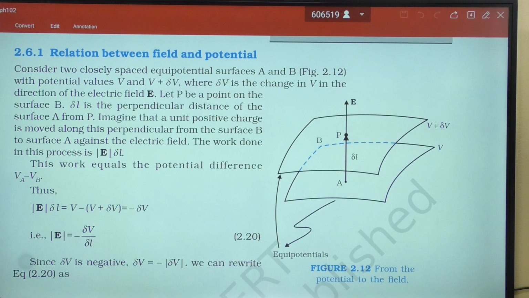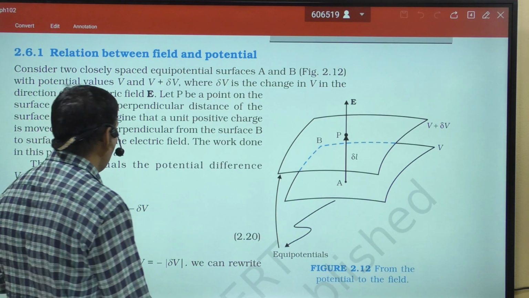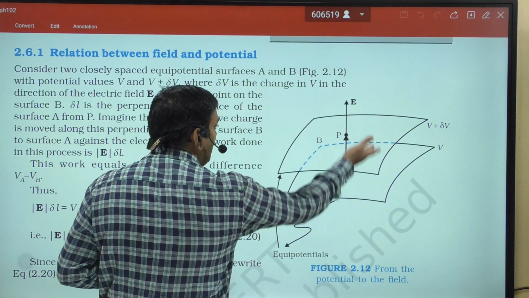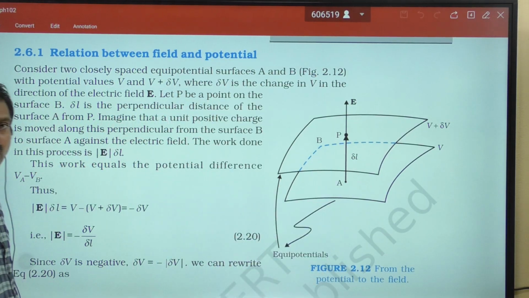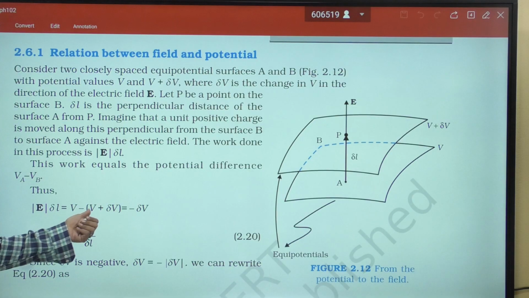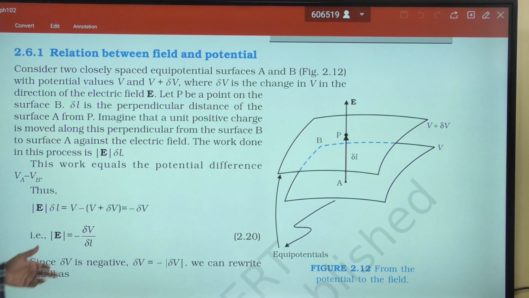So change in potential difference is, now you see E into delta L, there V minus, so therefore it is equal to what? V minus V plus delta V. So change in potential. Now, so therefore work done, you can calculate simply E into delta L is equal to V minus V plus delta V. So minus delta V, or simply magnitude of E is equal to minus delta V by delta L. So negative potential gradient, electric field is nothing but negative potential gradient.